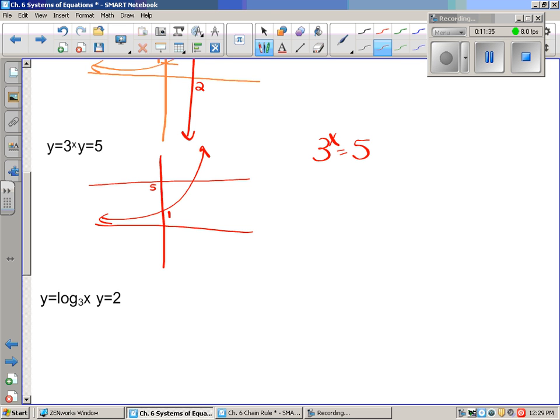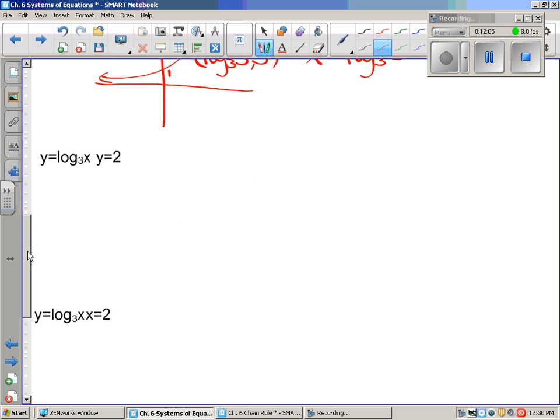So how do I solve this question? How do I get rid of that 3? Log it. Log base 3 of both sides. And so you log base 3 both sides. You get x equals log base 3 of 5. And as ugly as that seems, that is the x value that you would have there. And what's the y value? 5. And that's the answer that I'm looking for. Good with that?